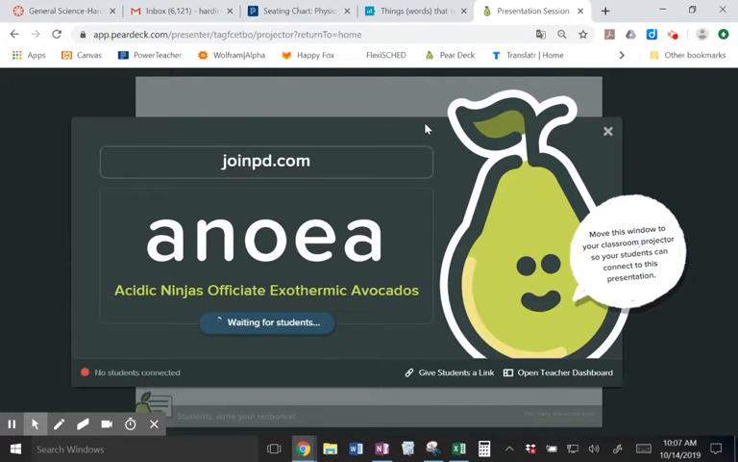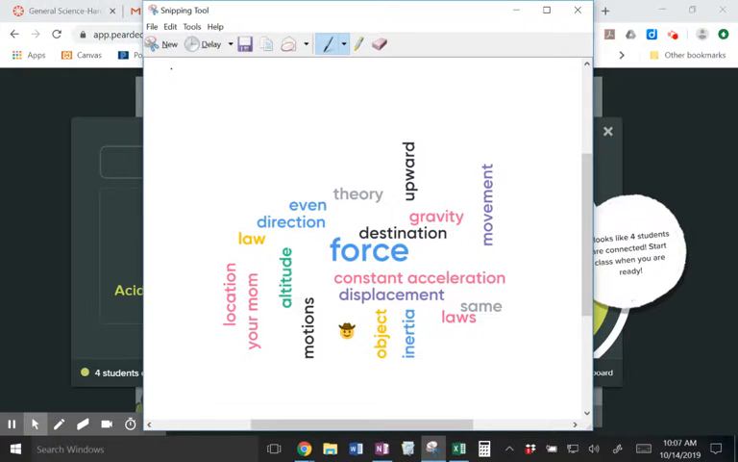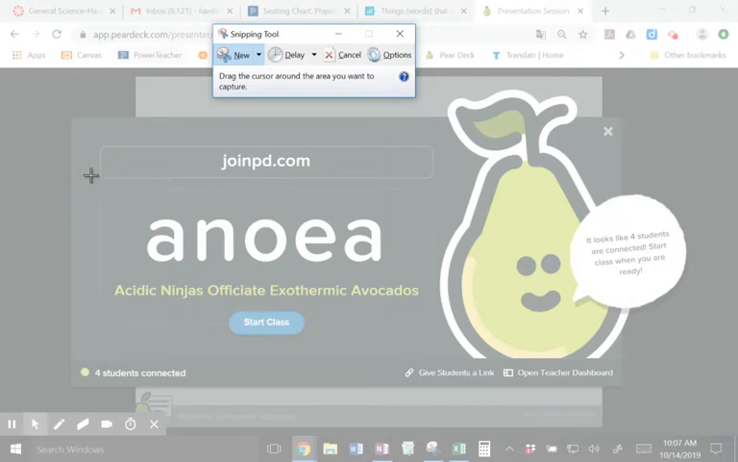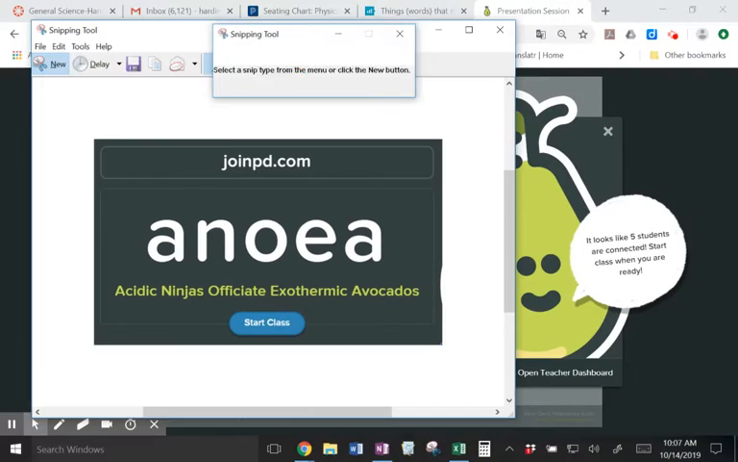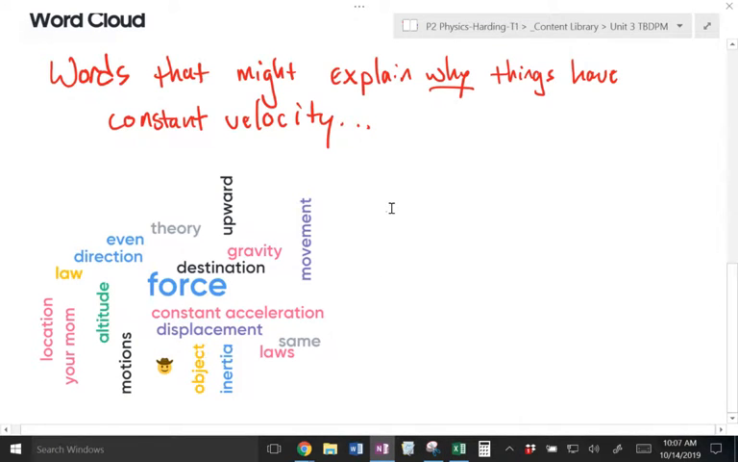ANOEA is our Pear Deck. And what I'm looking for from you in the Pear Deck is thoughts on a definition for force. Now, here's kind of the condition that I need on this definition.